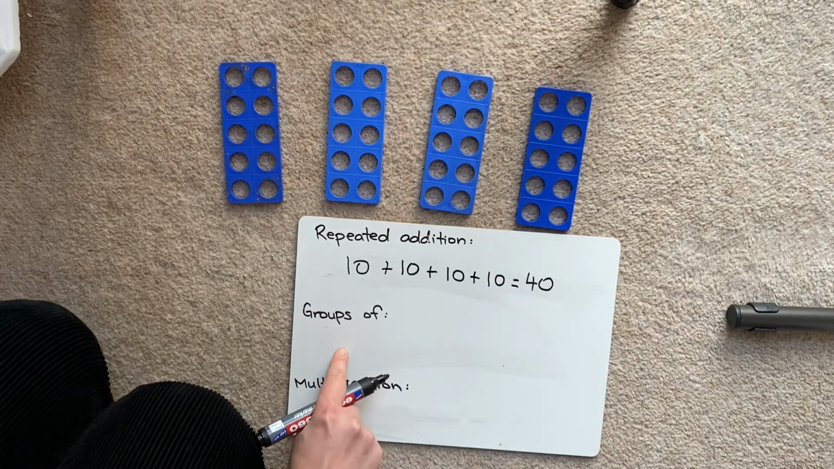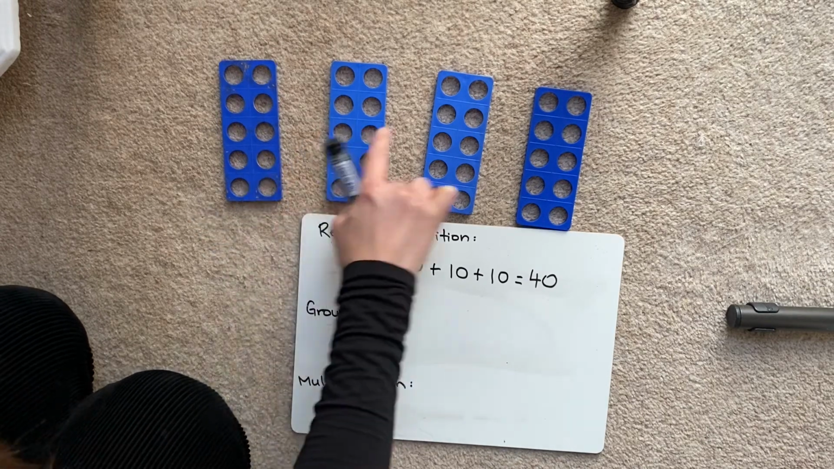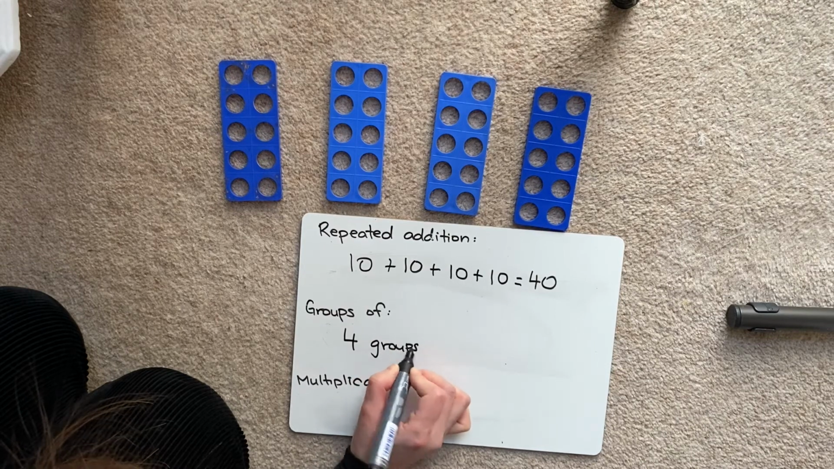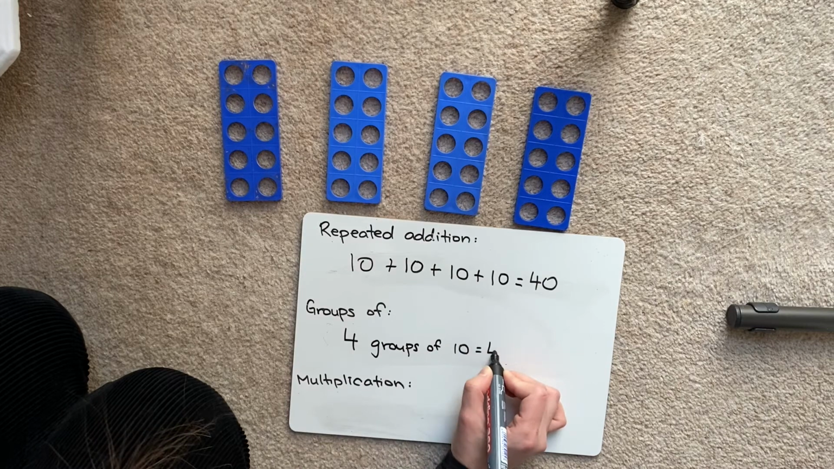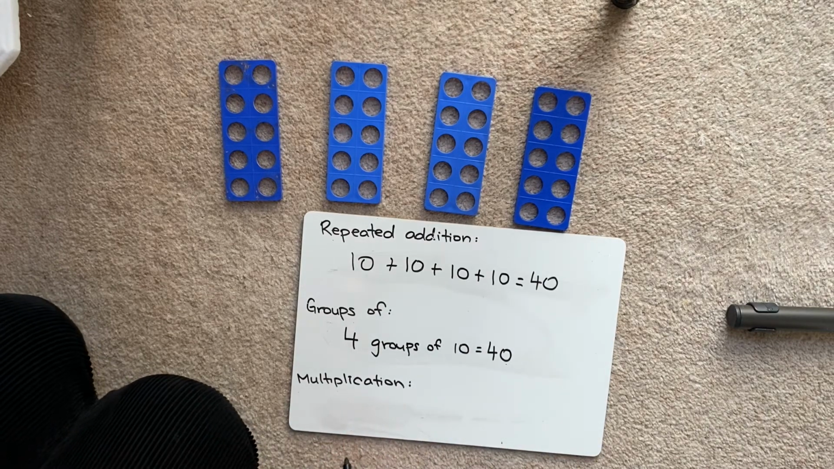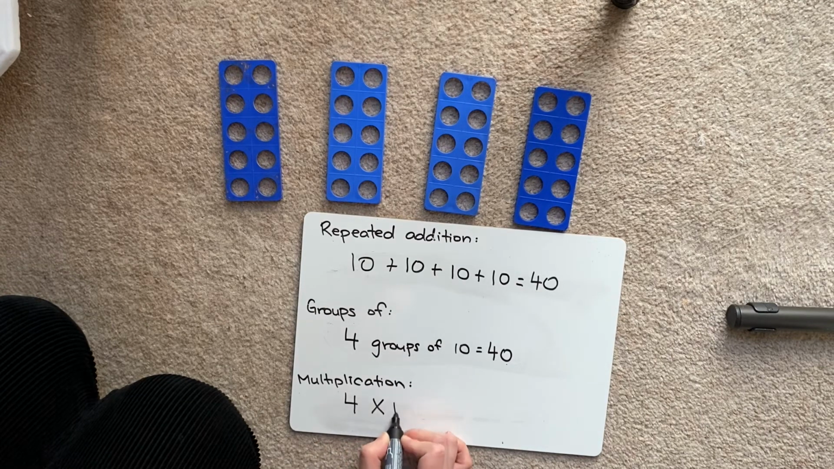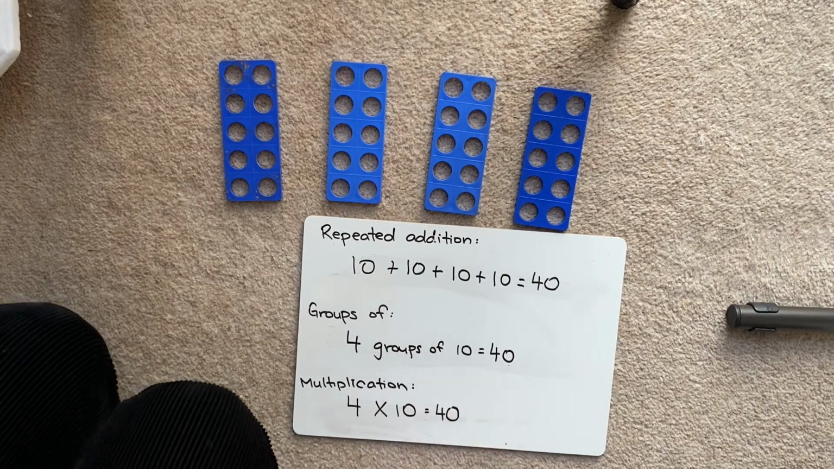Our groups of number sentence is 4, so it's 1, 2, 3, 4. 4 groups of 10 equals 40. And our multiplication number sentence is 4 groups of 10 equals 40.